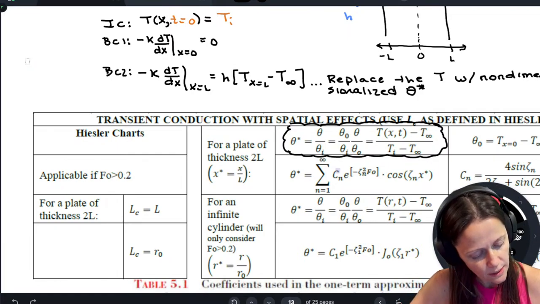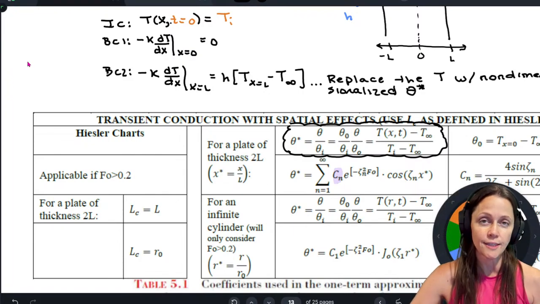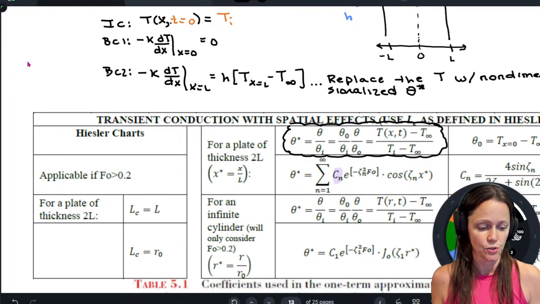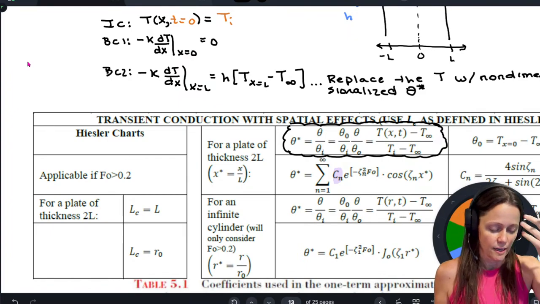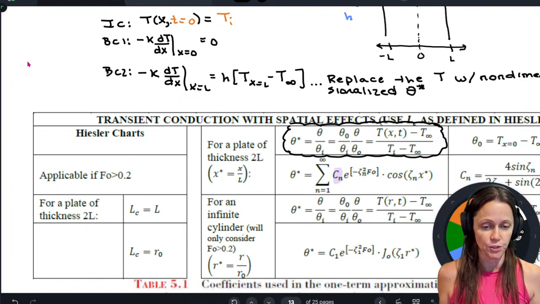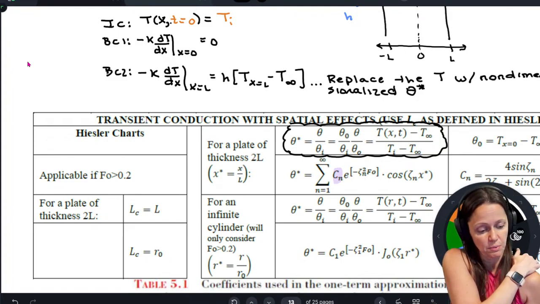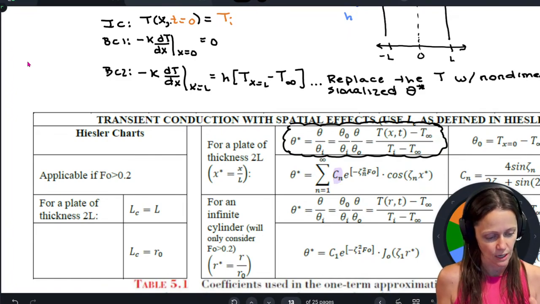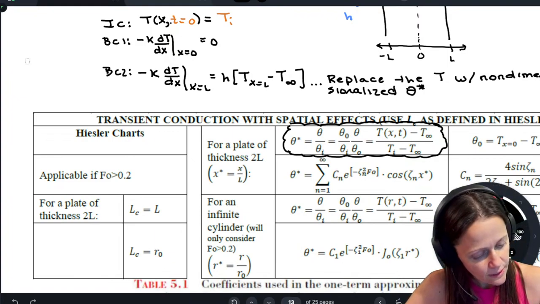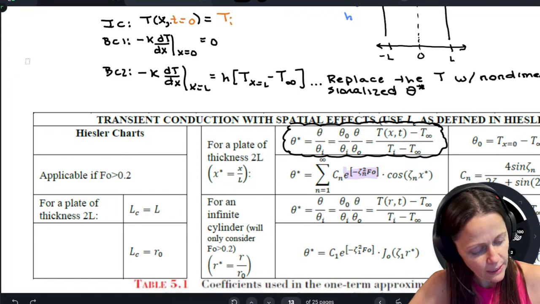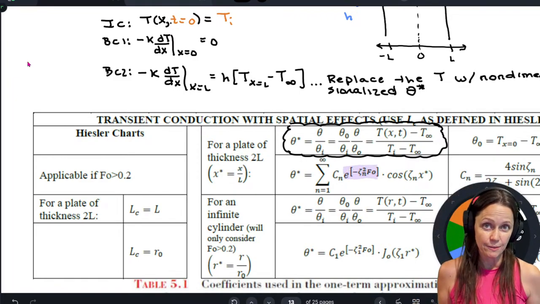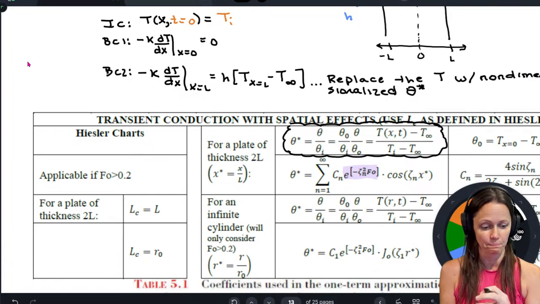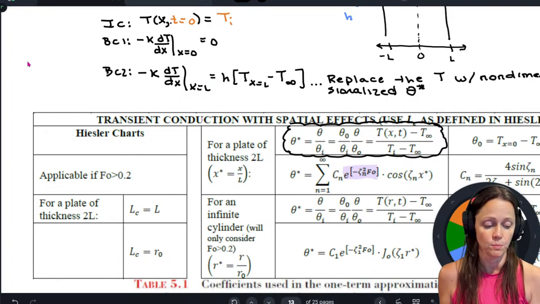So this guy right here, the Cn, this is just a constant of integration. So when we integrate our differential equation, we'll have three constants of integration, I believe. And so our Cn is sort of all of those constants of integration lumped into one. So it's just a constant. And then this guy right here, this is our time dependence portion of that theta star, of that temperature profile.